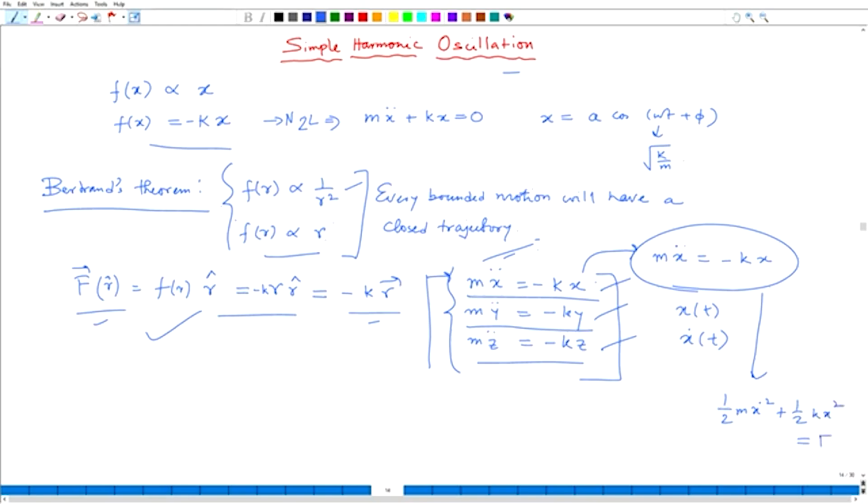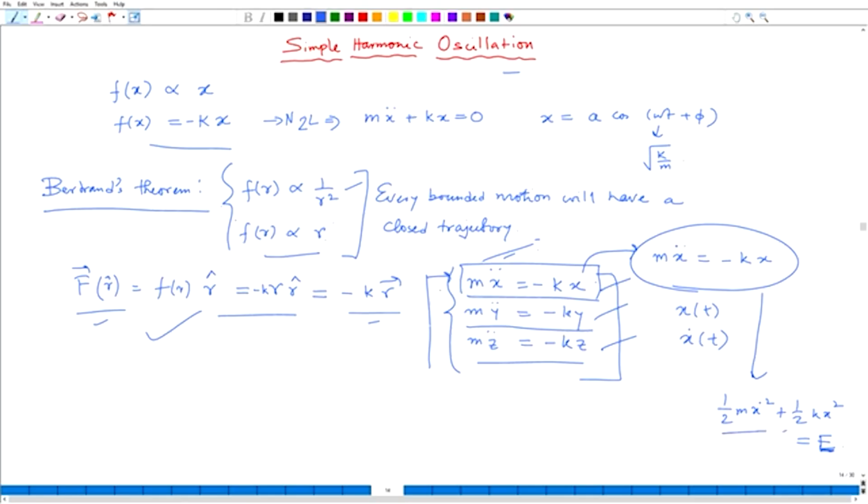This is the total mechanical energy in 1D. We know this is a conserved quantity, at least for the 1D case. For 3D cases there is a certain thing you can always write. Just from this equation you can easily show that this is a conserved quantity.